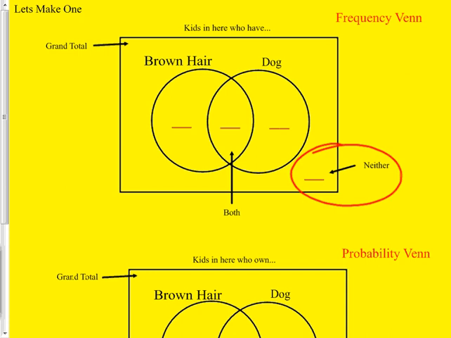How many of you in here would identify yourself as a brown-haired person but not having a dog? That would be these people right here. You have brown hair, but you do not have a dog.